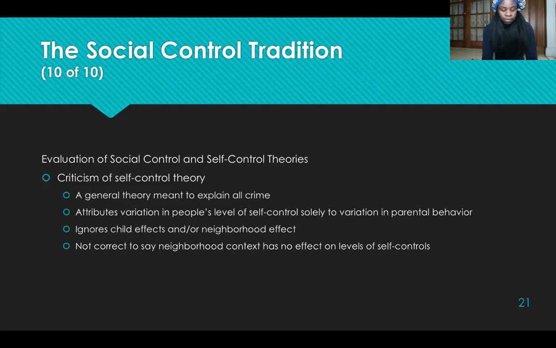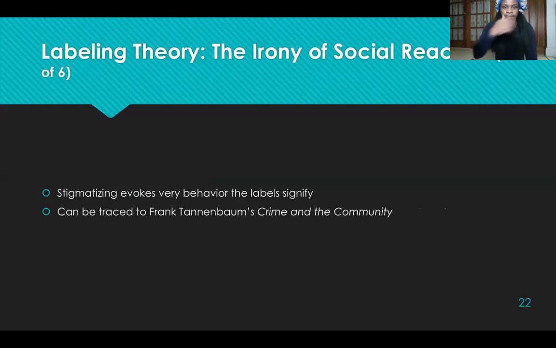Okay. So let's move on to labeling theory and the irony of social reaction. Okay. Labeling theory. So labeling theory, LT, is the school of thought which takes seriously the power of bad labels to stigmatize and by doing so evoke the very behavior the labels signify. For labeling theorists, crime has no objective reality and is defined into existence rather than discovered. LT is often traced to Frank Tannenbaum's 1938 Crime and the Community.